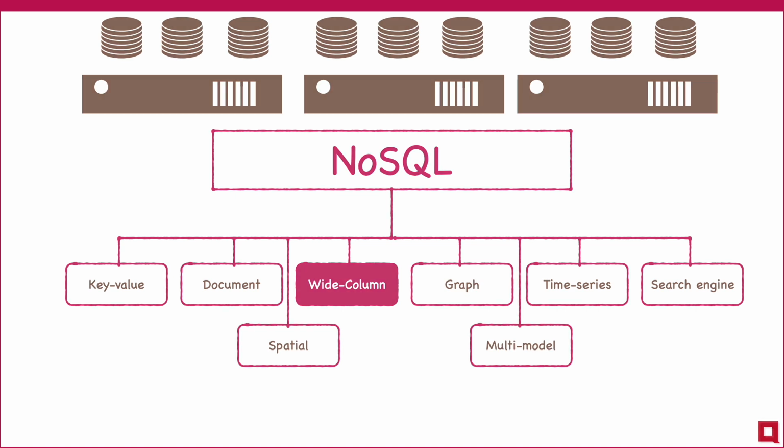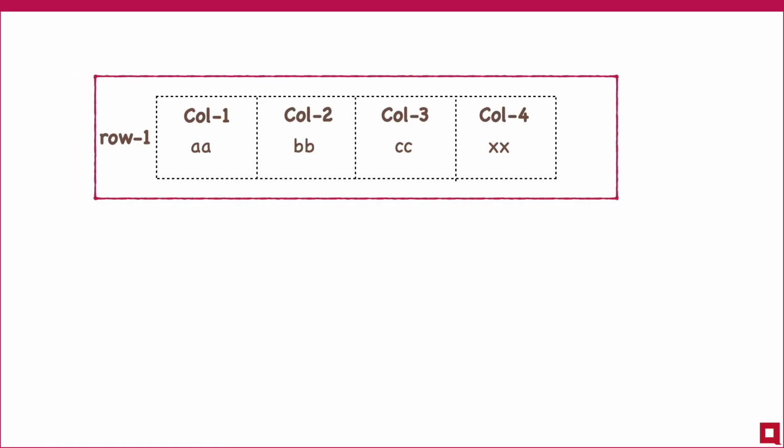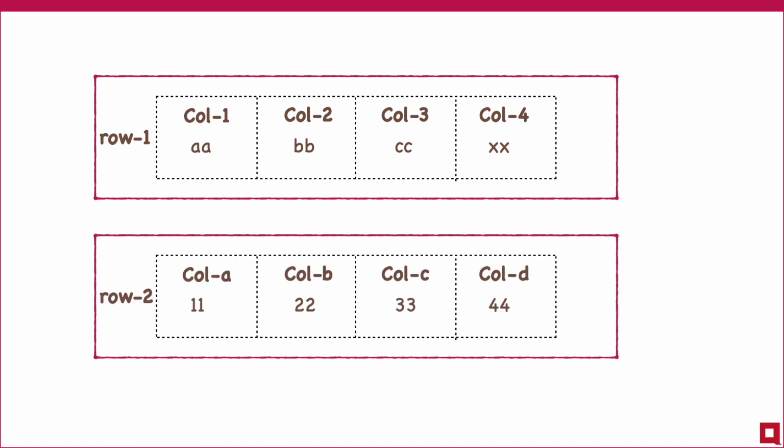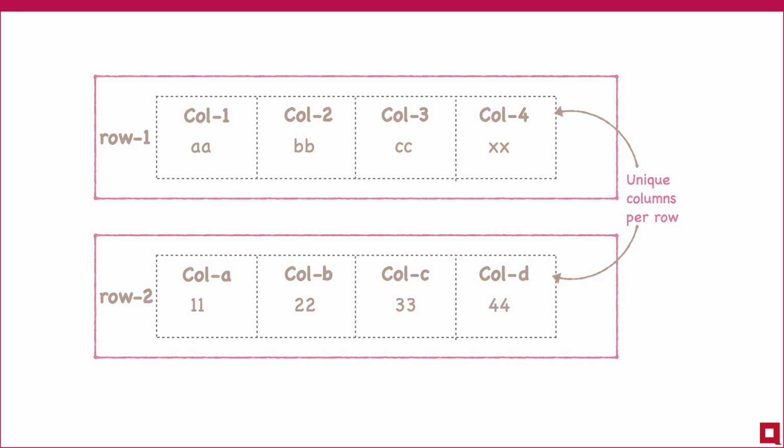Wide column databases store data in rows and columns like a relational database. However, unlike a table in a relational database, a wide column database defines columns per row. Therefore, each row in a wide column database can contain a set of unique columns. Tables in a wide column database can be split across multiple machines to support horizontal scaling.